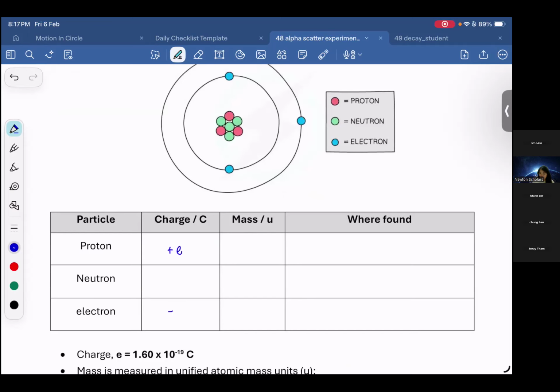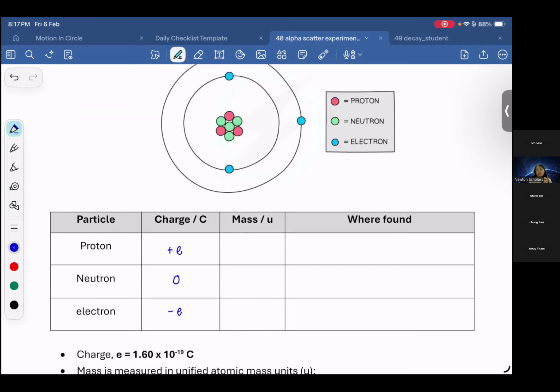Electron is negative e. Neutron has zero charge, it's neutral. In year 11 we also learn that proton is positive e and electron is negative e. But why is it positive e? Why not 2e? In the last worksheet of this chapter, we need to learn about the quarks.